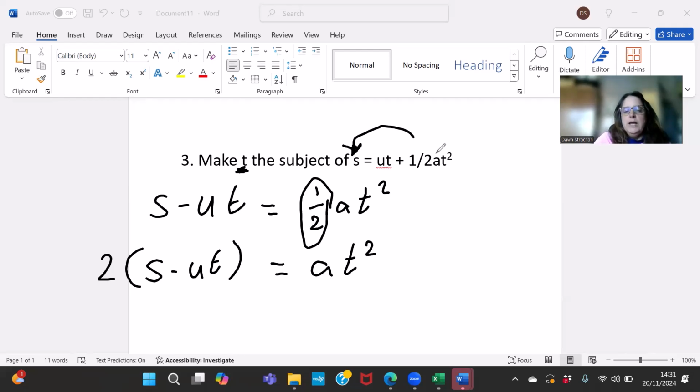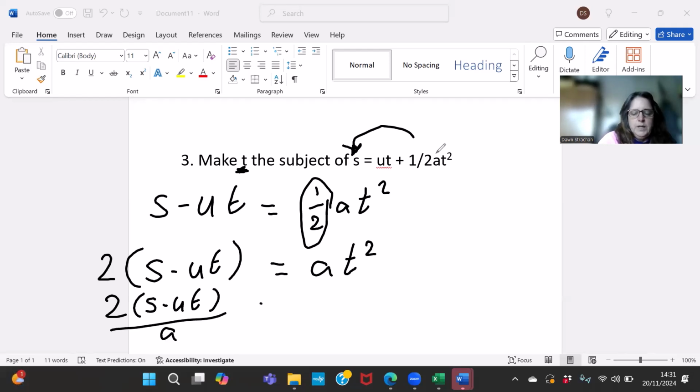So now it is a times t squared. So in order, once again, to get rid of a times, we need to divide. So that gives us 2 brackets s minus ut divided by a equals t squared. Okay, and I haven't left myself enough room here.